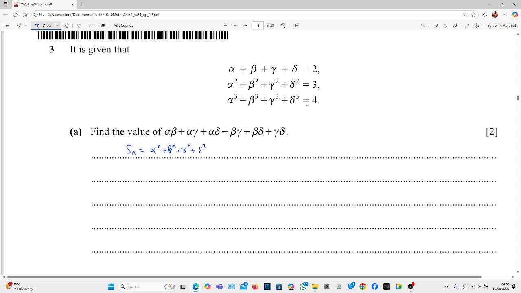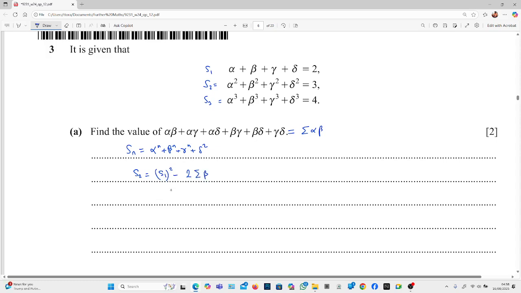So basically now what we see, this is 3 here, so this is our S3, this one is S2, and this is S1. We need to find the value of alpha beta plus alpha gamma plus so on. So all of that here is what we deem to be the sum of alpha beta. And to be able to get the sum of alpha beta from the recurrence formula we know that S2 is equal to S1 squared minus 2 times the sum of alpha beta.